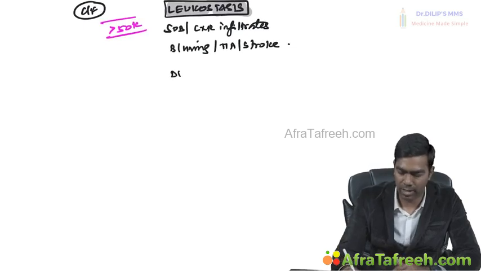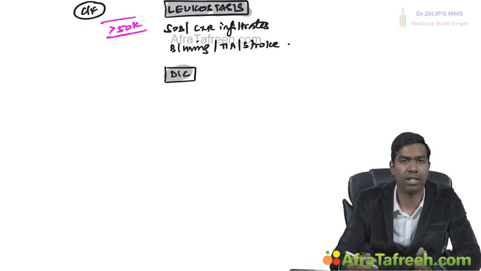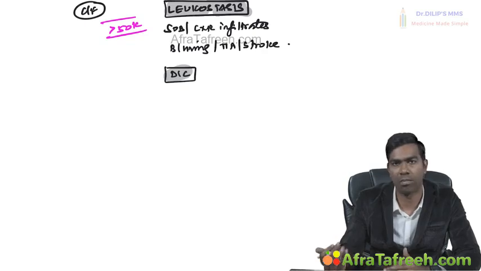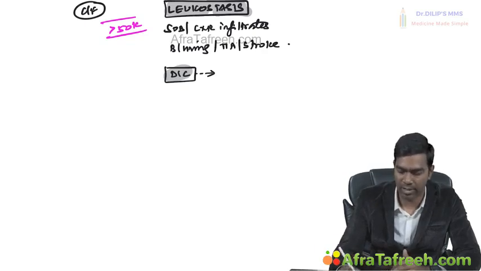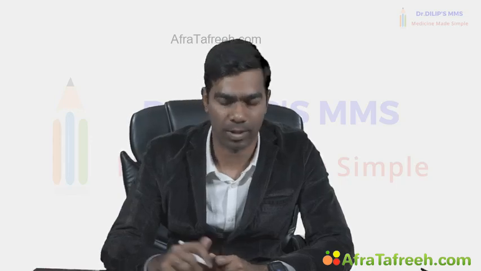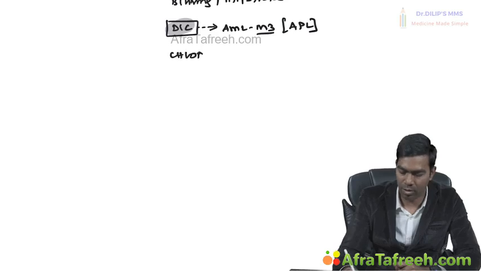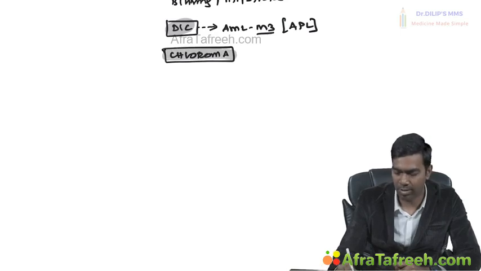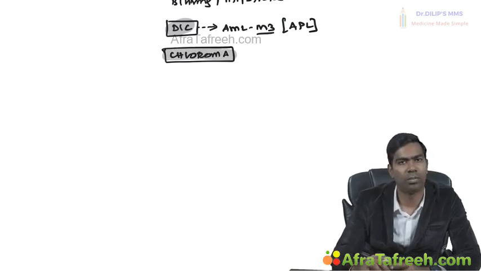The next thing is DIC. It's the one thing that stands out for AML compared to ALL. And this DIC is going to be very common in one particular type of AML called AML M3, according to the FAB classification, which is also referred to as APL, otherwise called acute promyelocytic leukemia. The next thing, you can develop something called a chloroma. Chloroma is again one thing that stands apart for acute myelogenous leukemia.